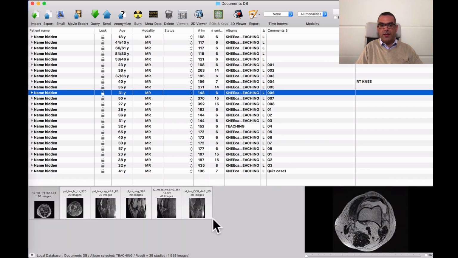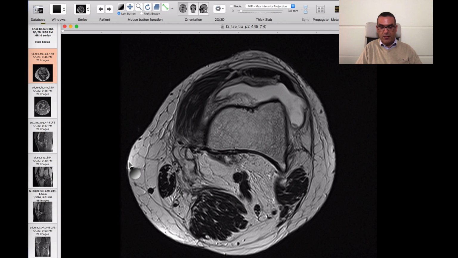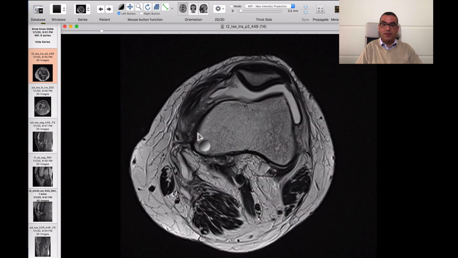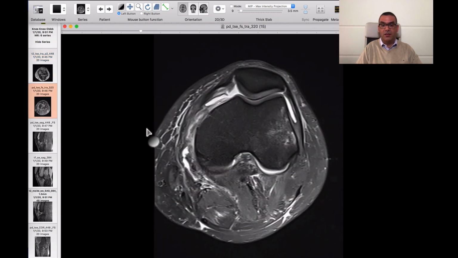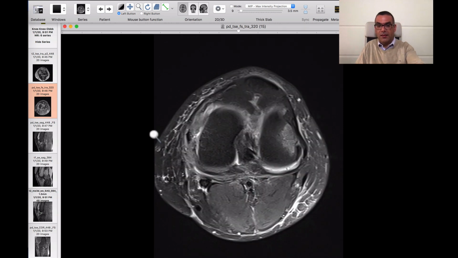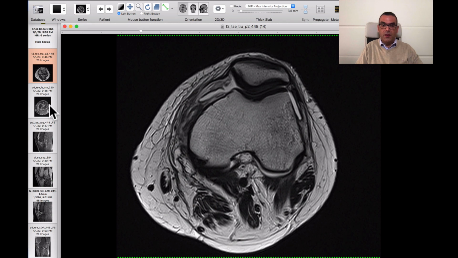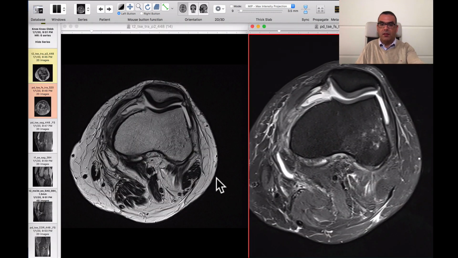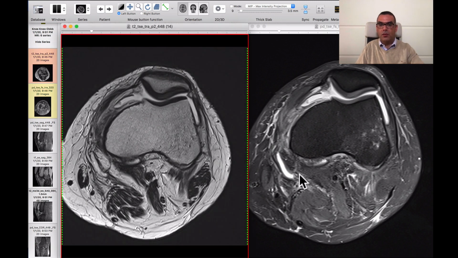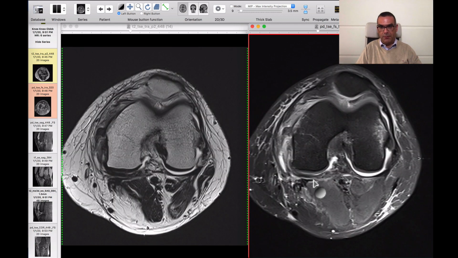Now let's go to case number 6. And this is a case full of findings. Actually, this is as hard as it gets when you are reporting trauma. So in this case, you start, of course, with the axial scans. I'm putting the T2 and the PD fat side by side, and let's take it step by step.